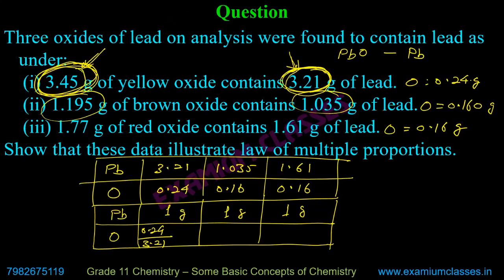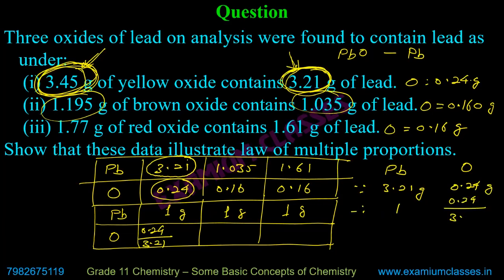Okay. So here you can take any, the answer will be the same. Now tell me who is not clear about it. I am applying the unitary method: when lead is 3.21 gram, oxygen is 0.24 gram. When 3.21 gram lead is there, oxygen is this much gram. Hence, for 1 gram, how much oxygen will be there? Is that clear for everyone or not?